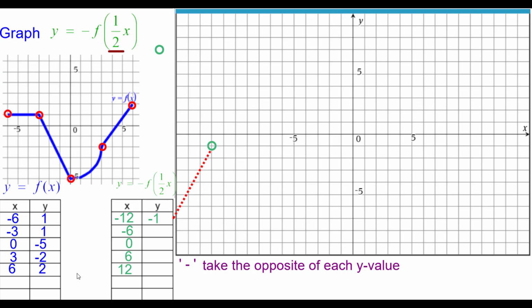Plot them, finish the graph. Press pause to do so, and then resume when you're ready. So the opposite of 1 is -1, so -6, -1 is plotted. The opposite of -5 is 5, so the y-intercept is now 0, 5. 6, 2 is the next point, and the final point, 12, -2.